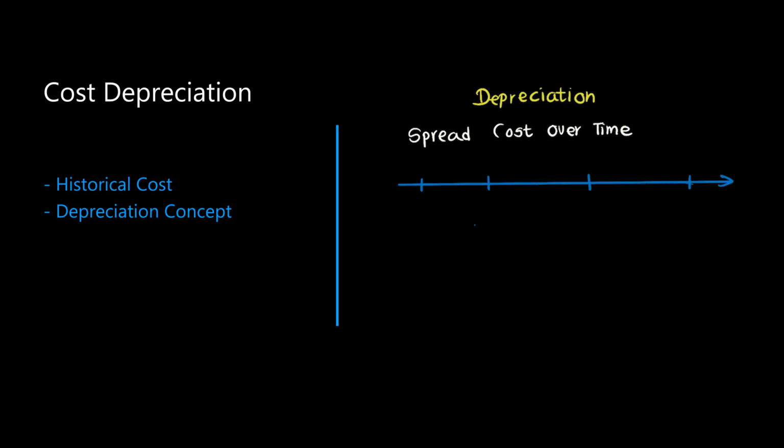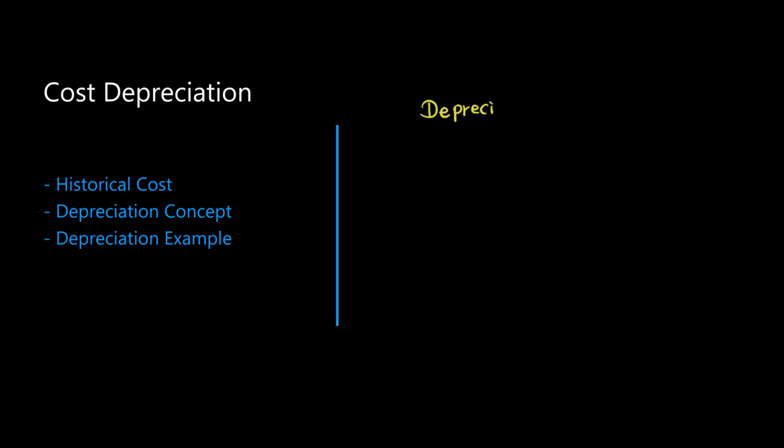Assets lose value over time through use and age. We call this depreciation. Instead of expensing the full cost when you buy equipment, you spread that cost over the years you'll use it. This matches expense to the periods benefiting from the asset, which ties back to the matching principle we discussed earlier.